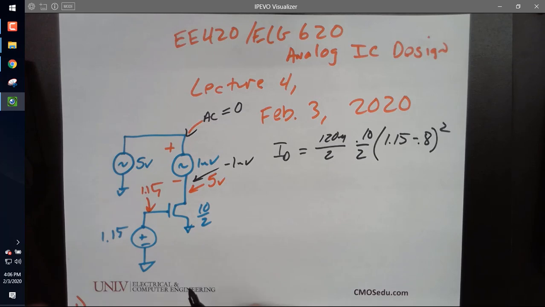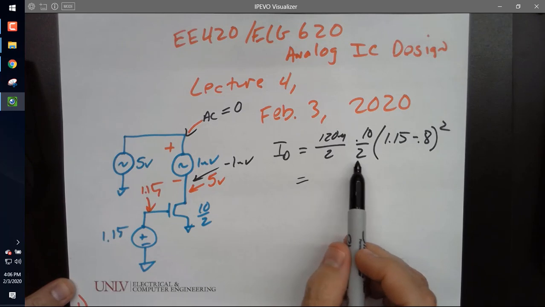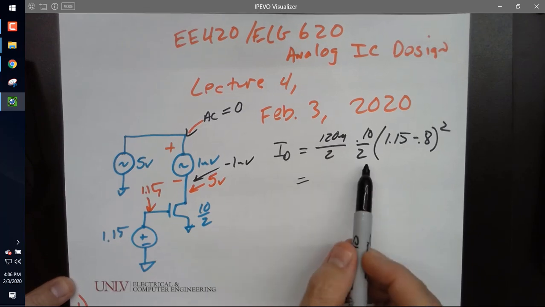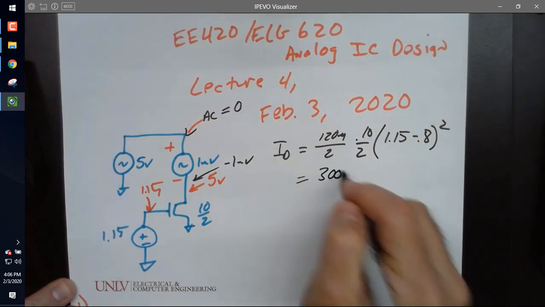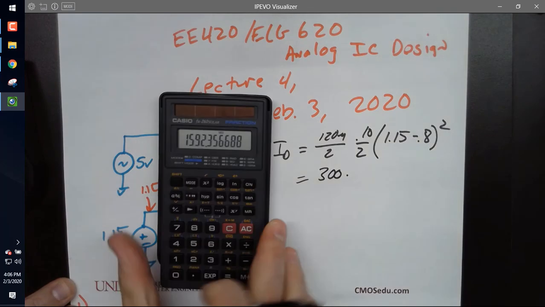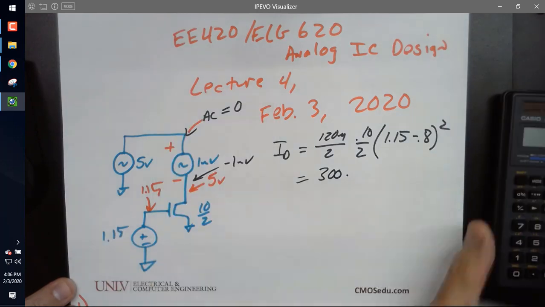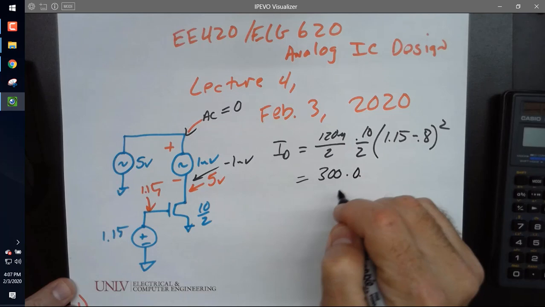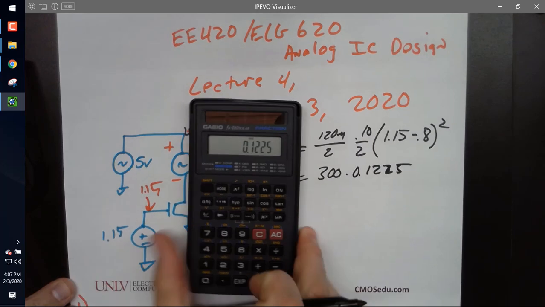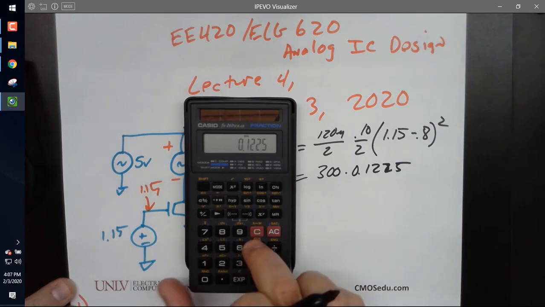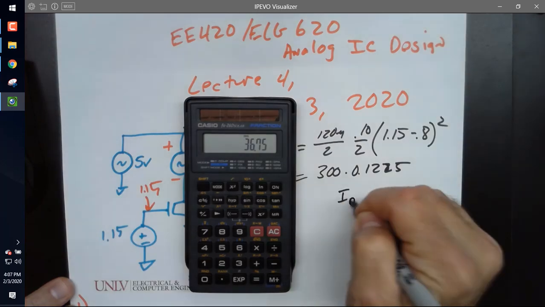That ain't fun. All right, so what is this equal to? 120 divided by 4 is 30. 30 times 10 is 300 times 0.35 squared. That's 0.1225. Does this all look familiar? And then I go say, all right, that's times 300. That's equal to 36.5 microamps.